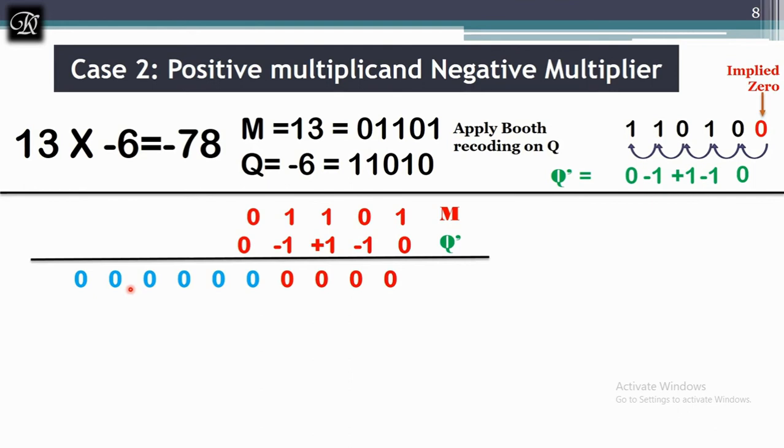Next, I have to multiply m with -1. We have already seen what -1 does. If you multiply m with -1, that is the negative version of the same. So that will be 1 0 0 1 1. This is the 2's complement of this. Let's write that. And you can see here the sign bit of that is 1, so the extension will be 1 1 1 1.